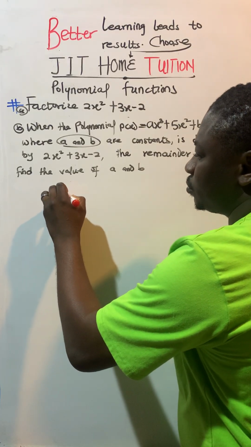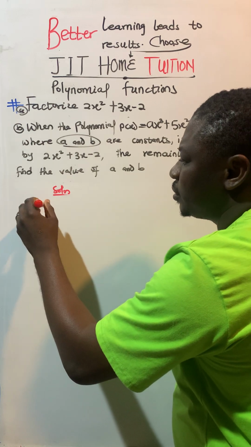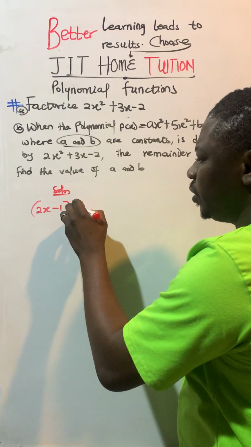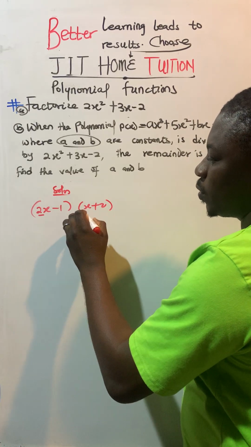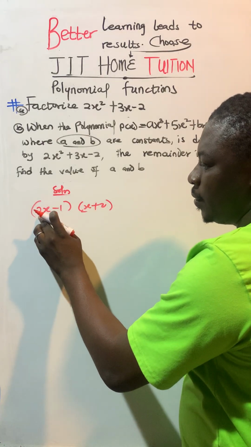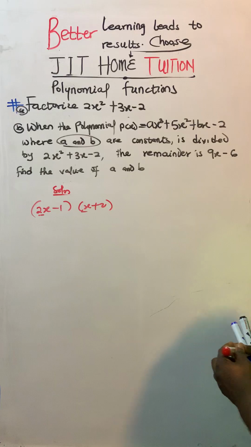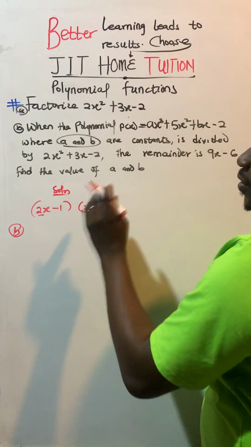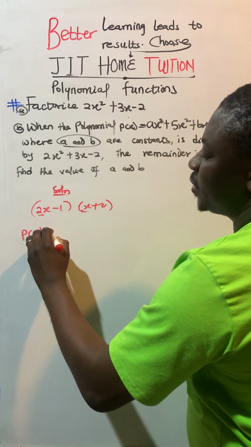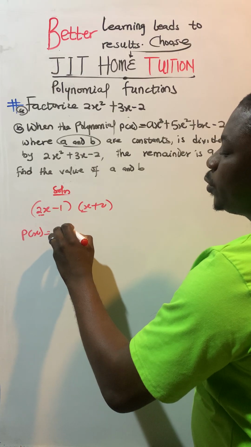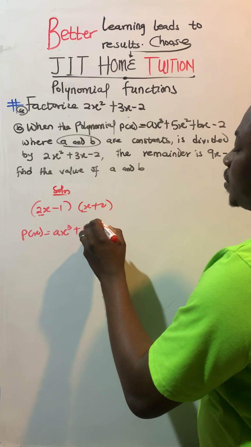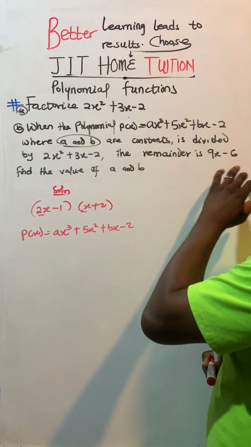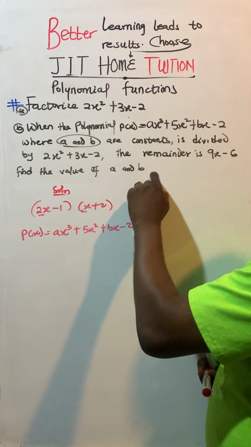So when we factorize it, I think we had 2x minus 1 and x plus 2. So this one will multiply this to give 2x squared. Yes, I think these are the factors. Now let's look at the second part, that is the b. It says that the polynomial function, so let me write p of x equal to ax cubed plus 5x squared plus bx minus 2. The question will want us to find the value of a and b.